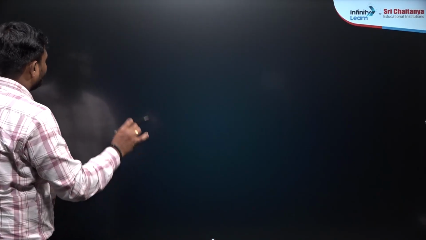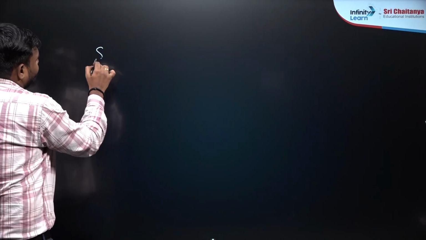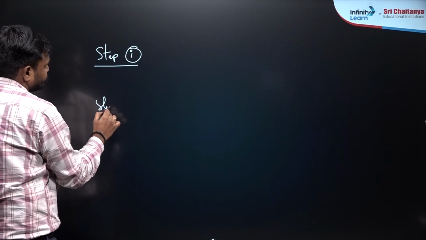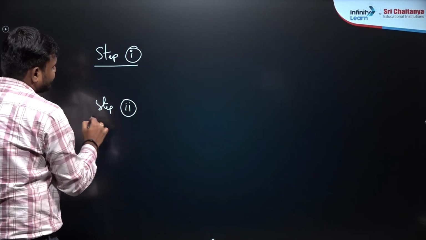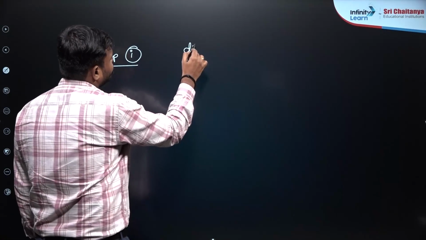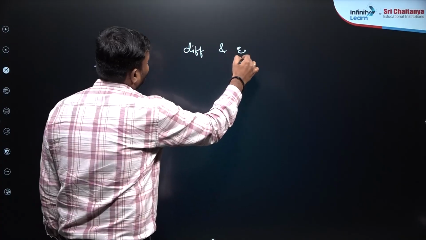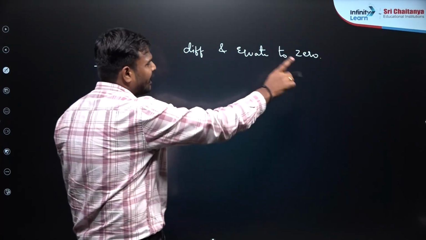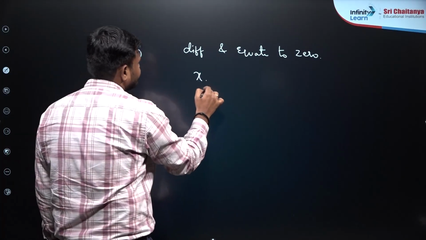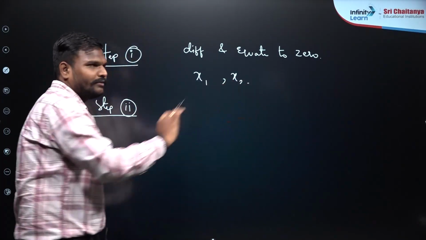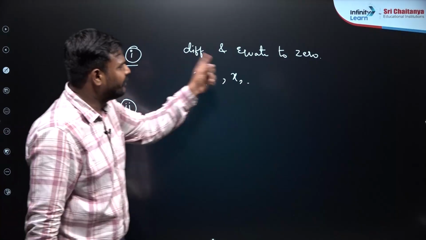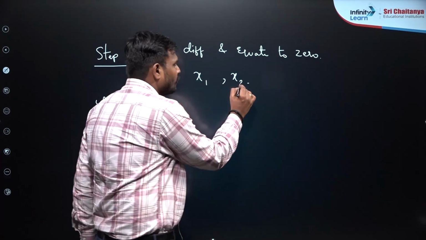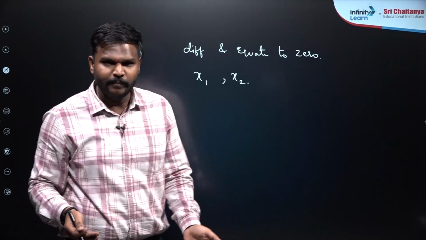Now I'll come to conclusion. For any question, if you want to perform maxima minima, there are 2 steps to remember. What is step 1? Differentiate and equate to 0. If you do that, you will get the roots. Let us say you got x1 and x2, whatever the roots of the function are, where the derivative is 0. Now, in this x1 and x2, one is maxima, one is minima. Correct?